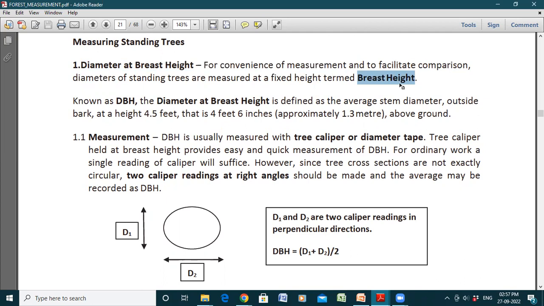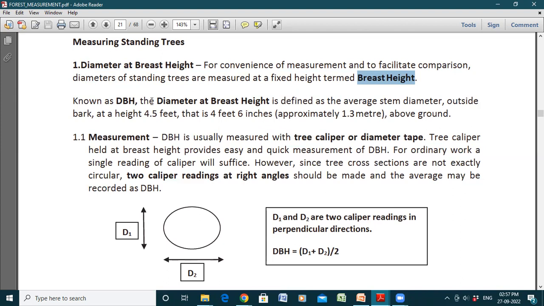So what is breast height? For convenience of measurement and to facilitate comparison, diameters of standing trees are measured at a fixed height termed as breast height. A particular height is called breast height. It is also known as DBH.